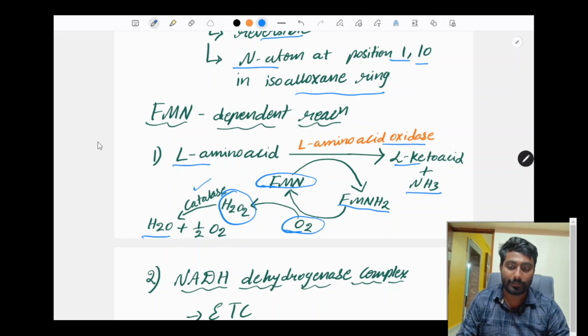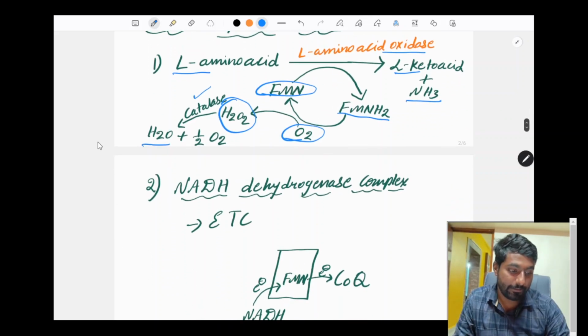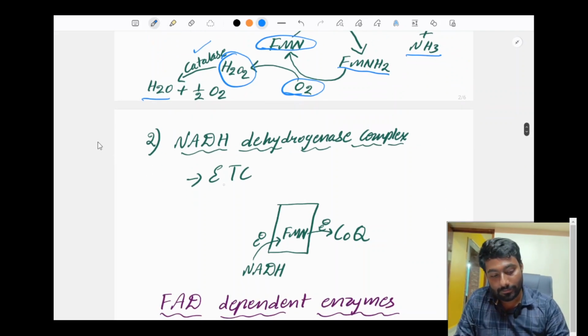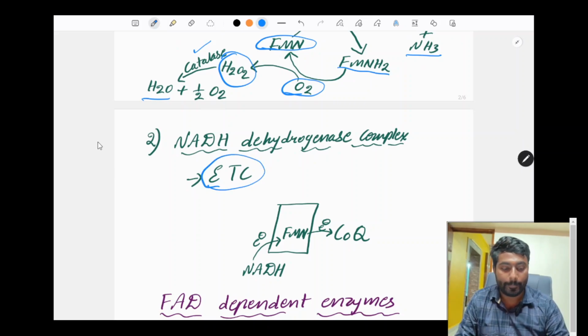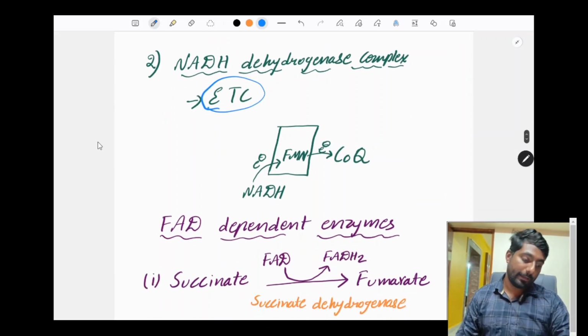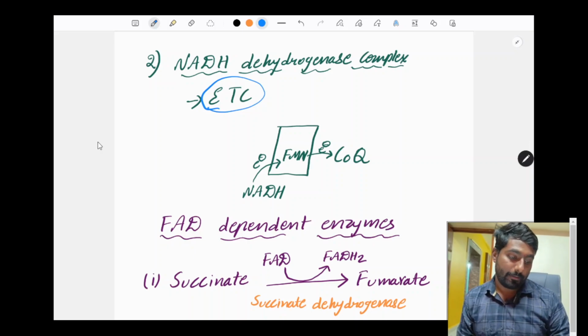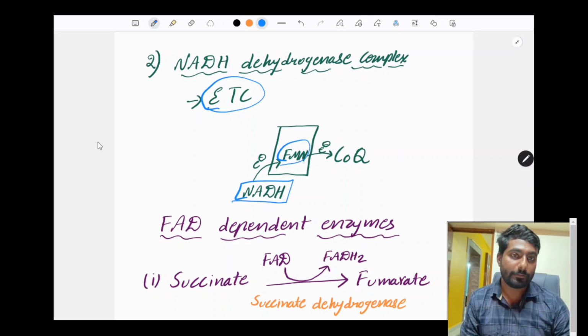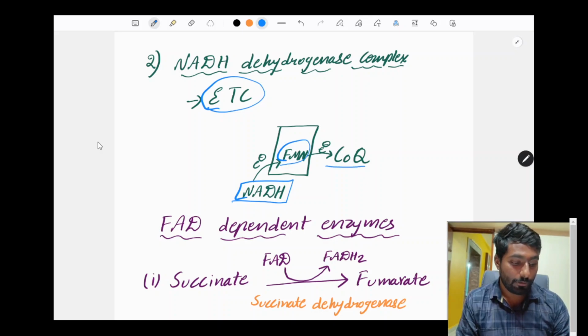Got it, students? And the other reaction done by FMN is during your electron transport chain. In the NADH dehydrogenase complex, it has FMN in it, where NADH gives its electrons to FMN, and this FMN gives its electrons to coenzyme Q.